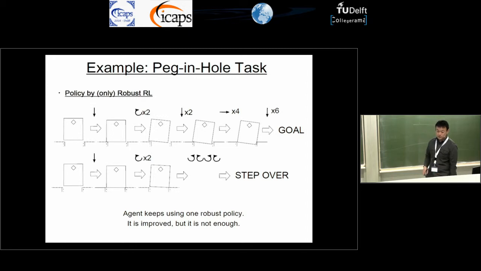This slide shows the policy learned by robust reinforcement learning. The agent keeps using one robust policy. It is improved, but it is not enough.